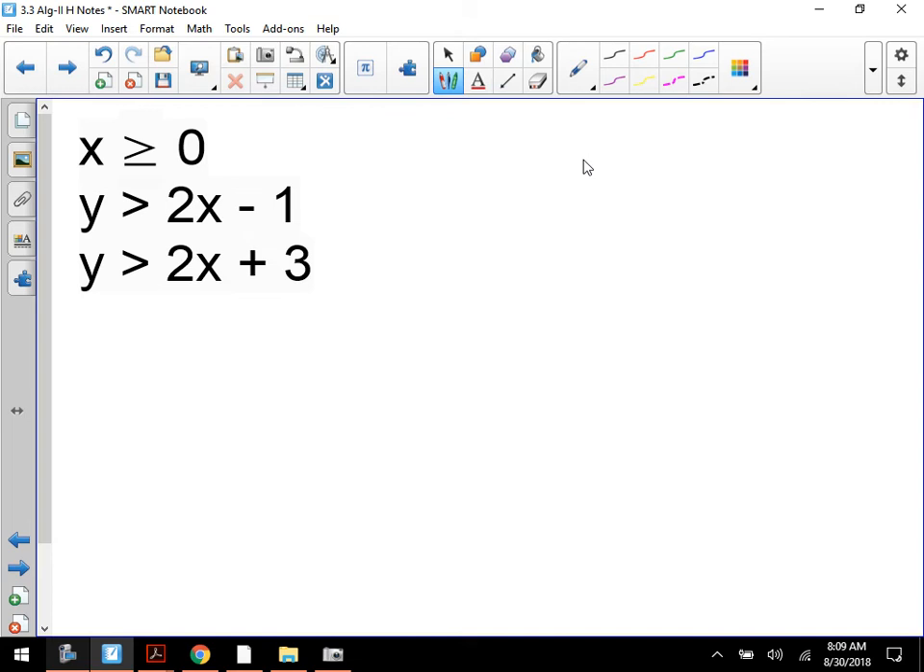Yes, sir. This one is just an x is greater than or equal to 0. So if it just tells you that x is greater than or equal to 0, what two quadrants will this occur? 1 and 4, very good. Remember, quadrants go 1, 2, 3, and 4 counterclockwise.